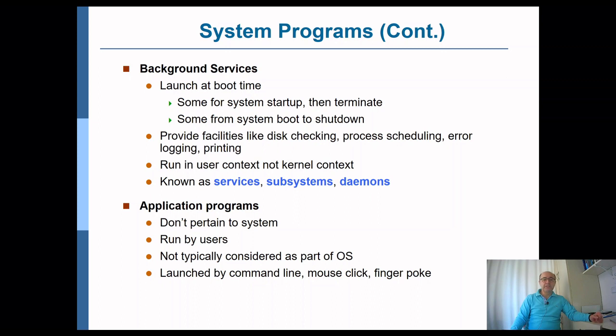They typically provide facilities like disk checking periodically, for example, to see if there's a problem in the disk. Process scheduling. This is not the regular CPU scheduling. We'll come to this in more detail later. But for example, you can have a backup process run every night at 3 a.m. to take backups. Error logging if an error occurs, or printing, like the spooler.